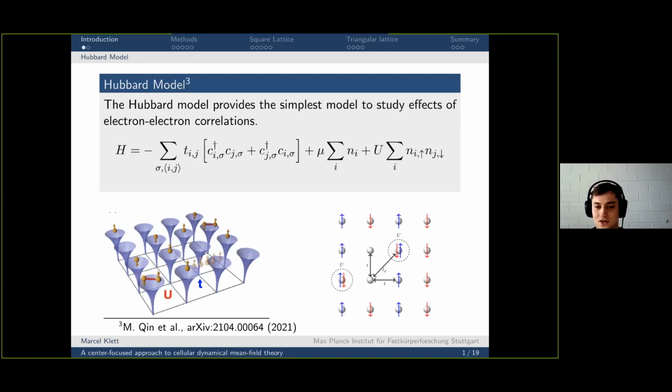Okay, but as I said, let me very quickly go through the introduction of the Hubbard model. The Hubbard model is the simplest model to study effects of electron-electron correlations and includes basically two main parts. On the one side, this kinetic energy term T_ij, which allows the electrons to move around the lattice from site to site. And if two electrons are found on the same lattice site with opposite spin, they have to pay this energy cost of U, which is the so-called Hubbard interaction.